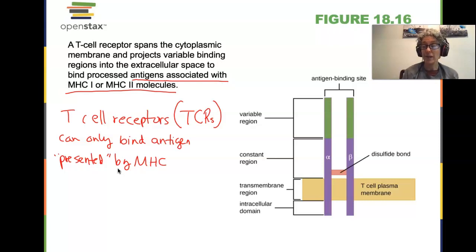So antibodies can bind antigens on cells circulating in the fluid. They can bind antigens anywhere they find them. T cells can only bind antigens that are already stuck to a major histocompatibility complex. And just like our antibodies, they have a variable region, which is where the antigen binds, and they have a constant region that is similar with all T cell receptors. They are connected with a disulfide bond that is covalent, and they are embedded in the plasma membrane of the T cells.